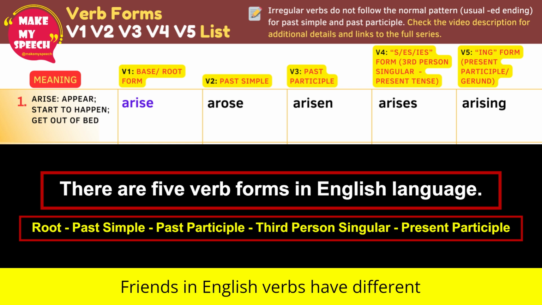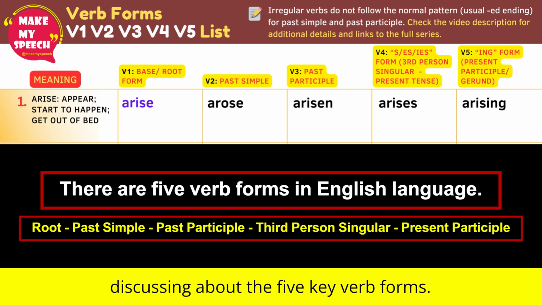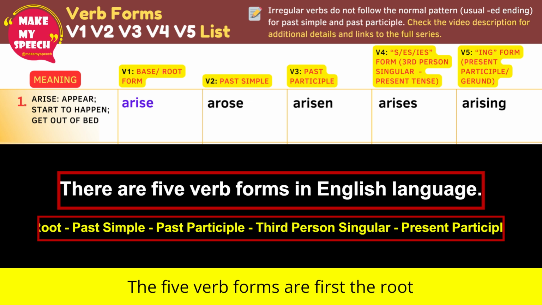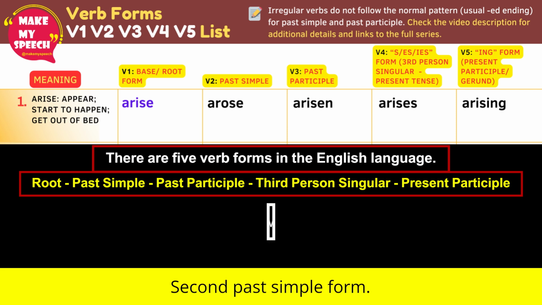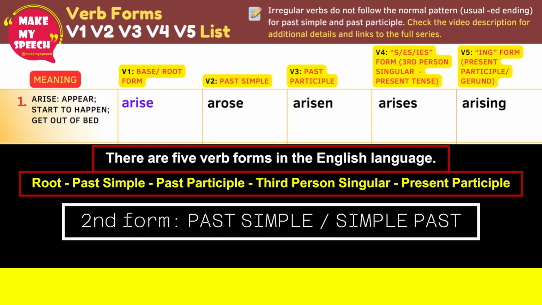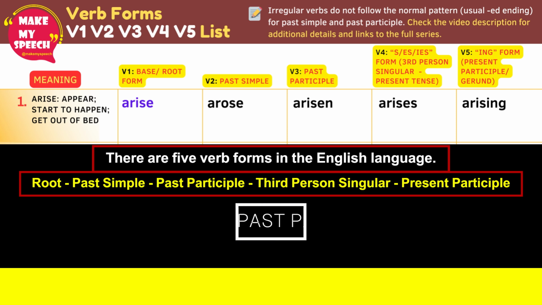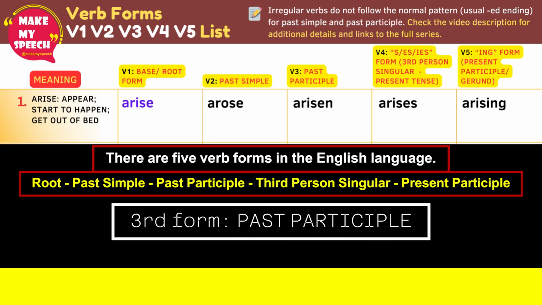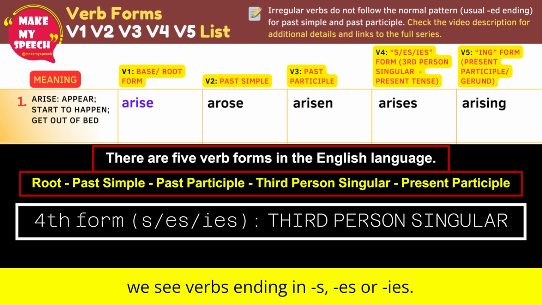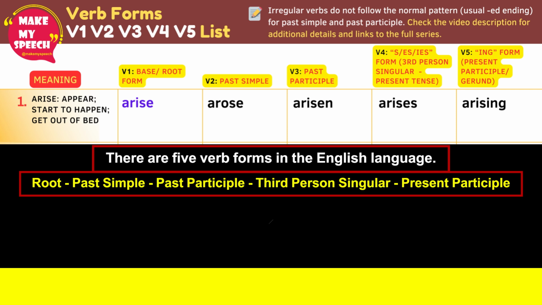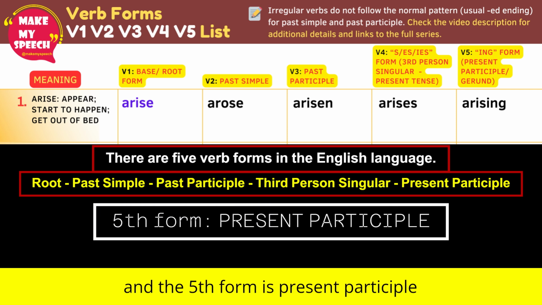Friends, in English, verbs have different forms that are used in various grammatical contexts. Here we are discussing the 5 key verb forms. The 5 verb forms are, first, the root form or base form. Second, past simple form. Third, past participle form. Fourth, third person singular present form, when we see verbs ending in s, es, or ies. And the fifth form is present participle form.